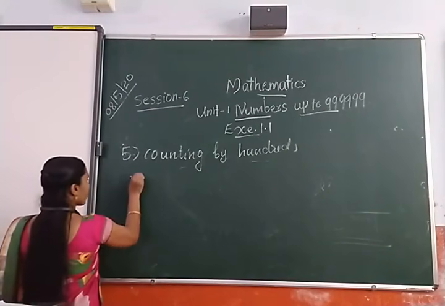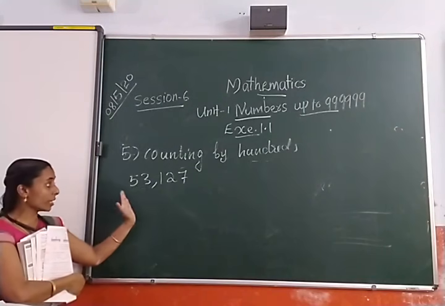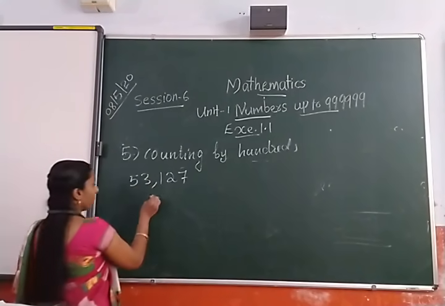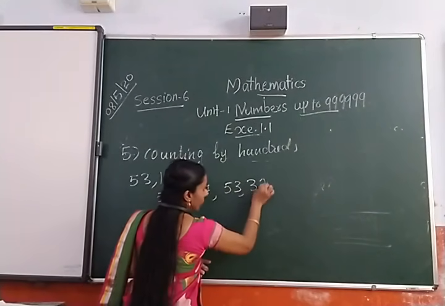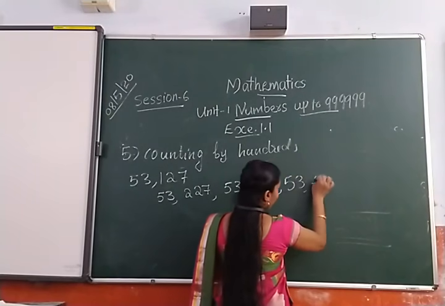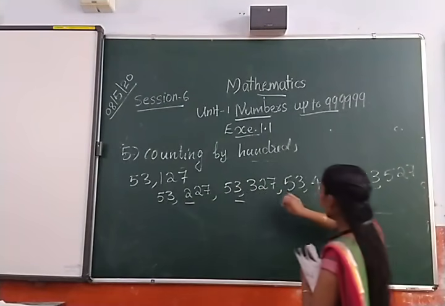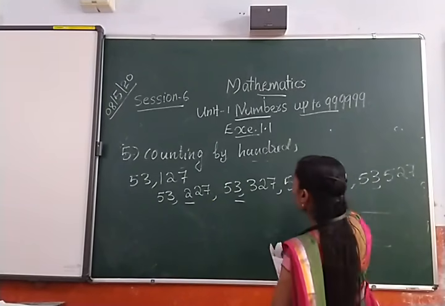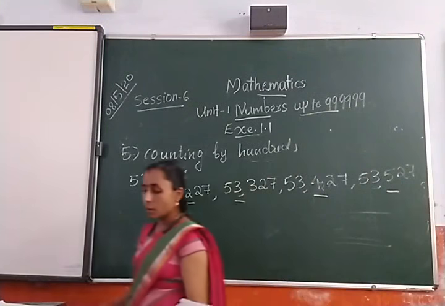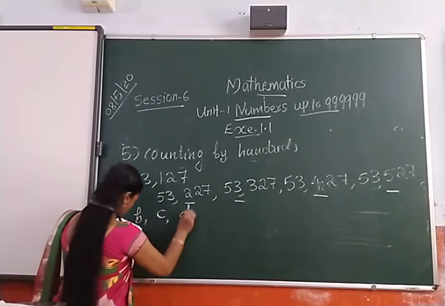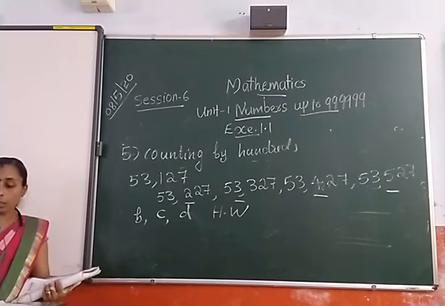Here, 53,127. Which number will be changed? The hundreds place will change. Here, 53,227, 53,327, 53,427 and 53,527. Here 2, 3, 4, 5 changed. Okay. Then question number B, C, D, you do. Next question. Counting by thousands.